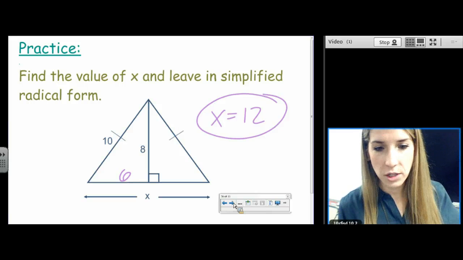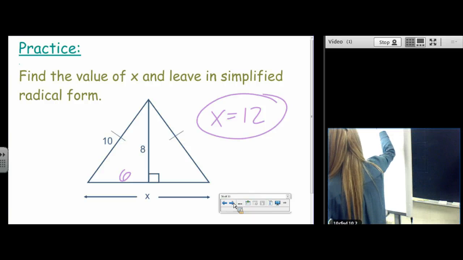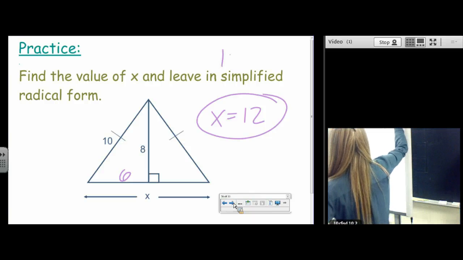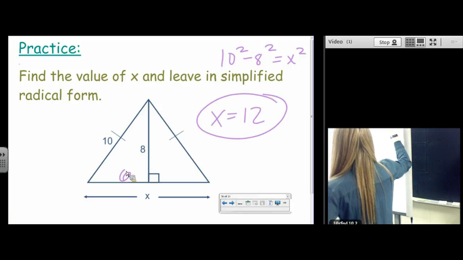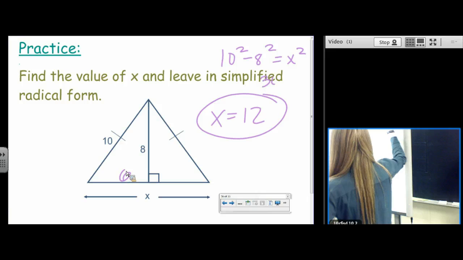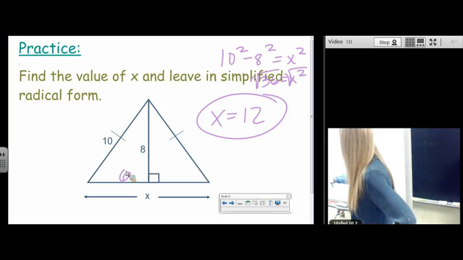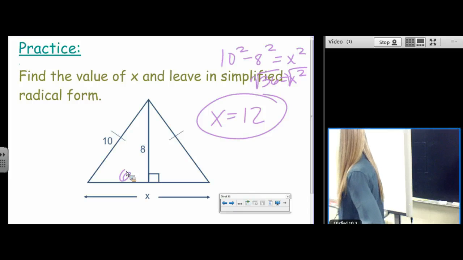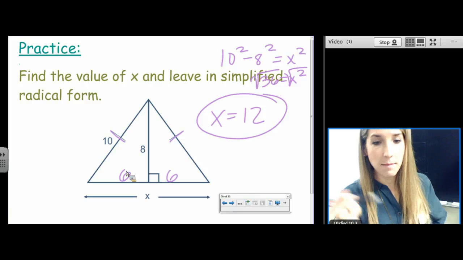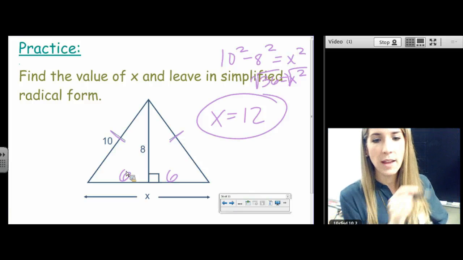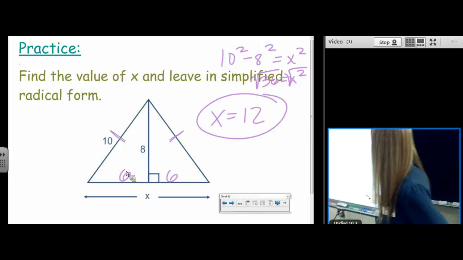If you don't memorize your triples, that's okay. You go off to the side and you do 10 squared minus 8 squared. And you will get 36 equals x squared. And then you will take the square root, and the square root of 36 is 6. If this is 6, and this is isosceles, then that has to be 6 as well, because that segment is a median. And so x would be 12. No work for once.